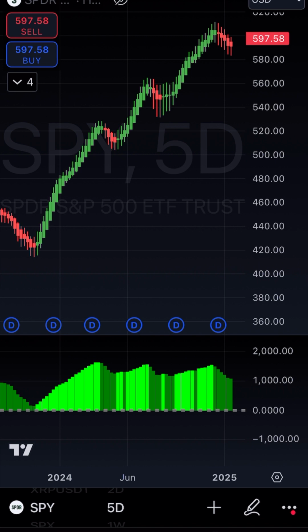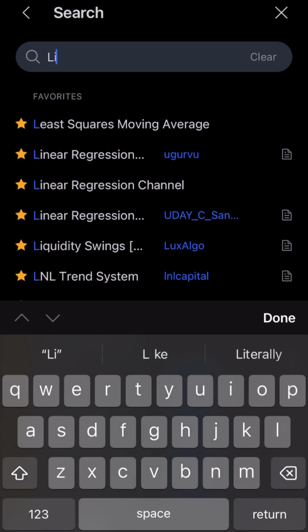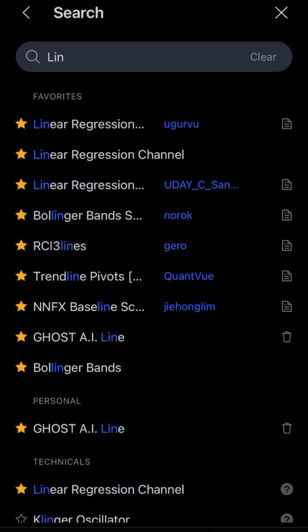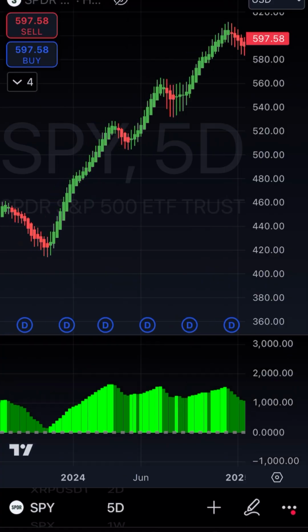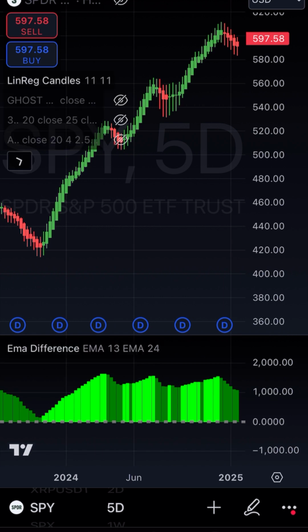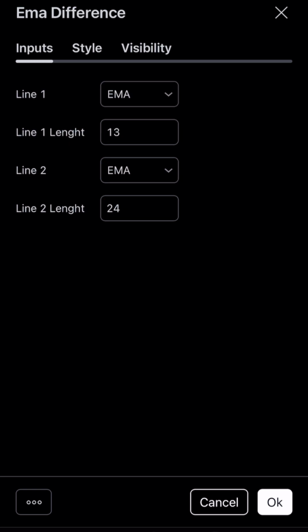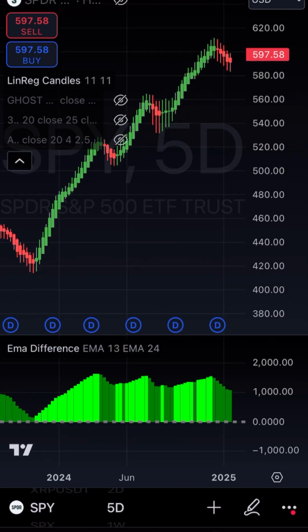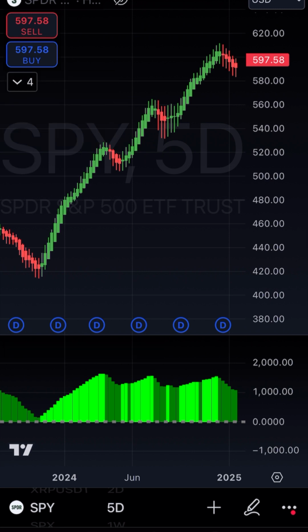What you want to do is get to your linear regression candles, and you get there by going to indicators and going to linear regression candles. The next thing, which is optional, is you can have your EMA difference here with the settings of 13 and 24. That's another indicator that helps show, but we won't really be using that a lot for this strategy. What we want to focus on is the linear regression.